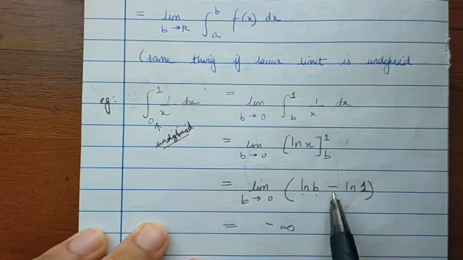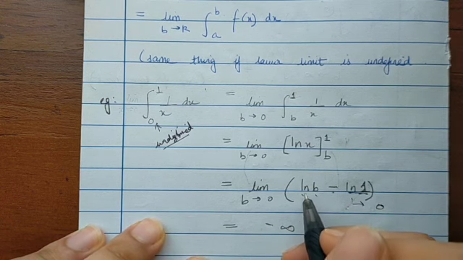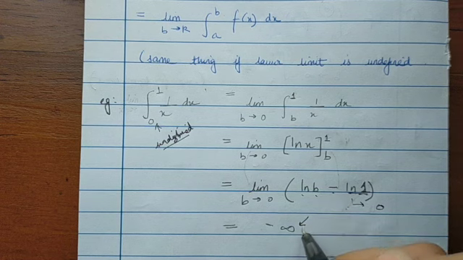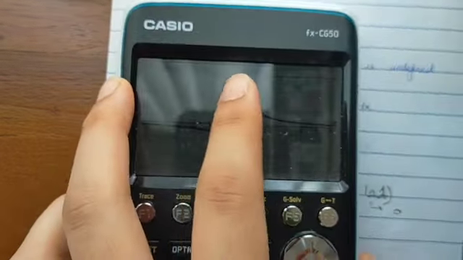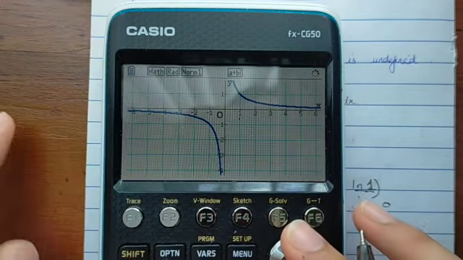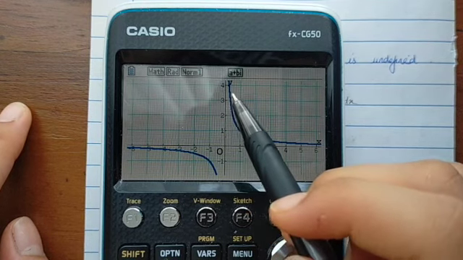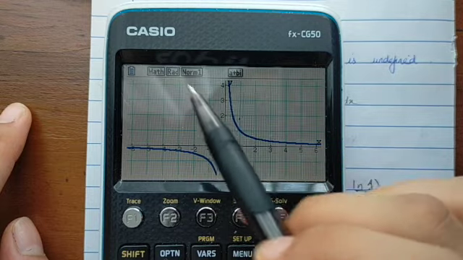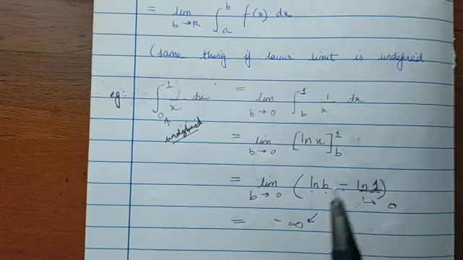we get ln b minus ln 1 for this, and as we know, ln 1 equals 0, so we have ln of a very, very small number, and ln of a very, very small number is a very, very large negative number, so it's minus infinity. So really that makes sense because the area is infinite because the function continually moves up. There is no end to the area, so the area would be infinitely large.